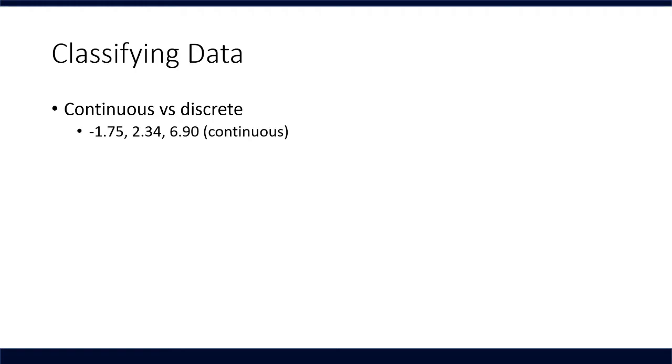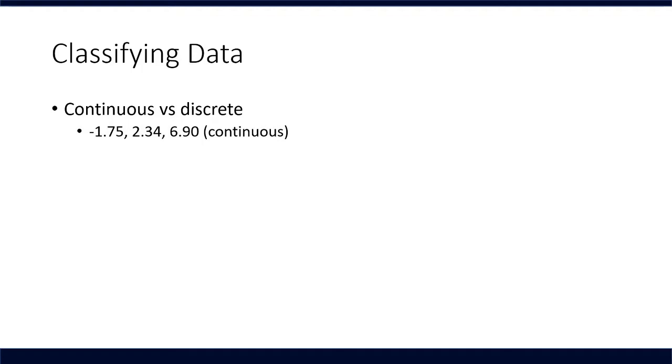And so when it comes time to classify your data so you can figure out what type of statistical analysis to run, I think that there's two key factors to consider. The first of these is whether your data are continuous or whether they are discrete. Continuous data are, for example, data that can be decimals, 1.75, 2.34, things like this, where you can have any value in a certain range. Those would be continuous data.